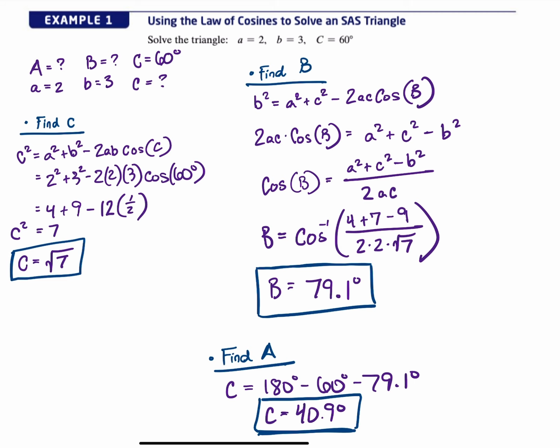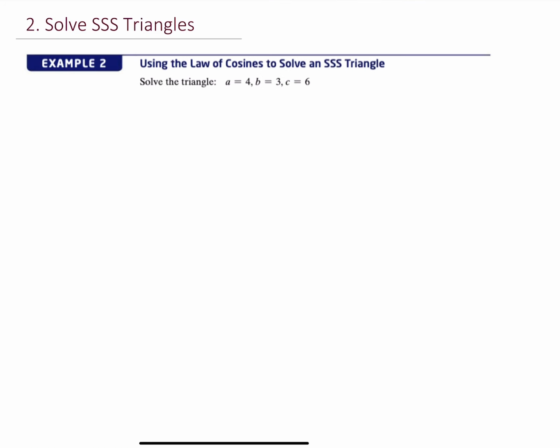So we can also use this if we only know the sides of a triangle. They call this the SSS triangle, or side, side, side. So let's write down what we know and what we need to know. We don't know any of the angles, but we know all of the side lengths. So a is 4, don't know angle B, but side length b is 3. Don't know angle C, but side length c is positive 6. So let's just start trying to find angle A.